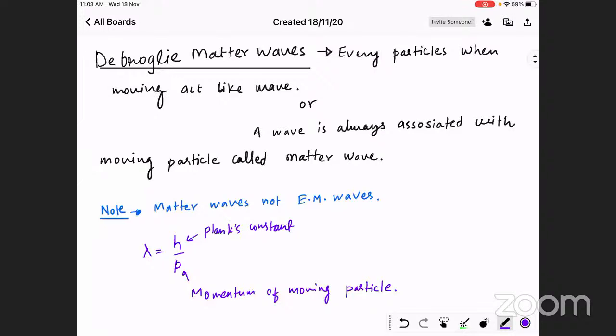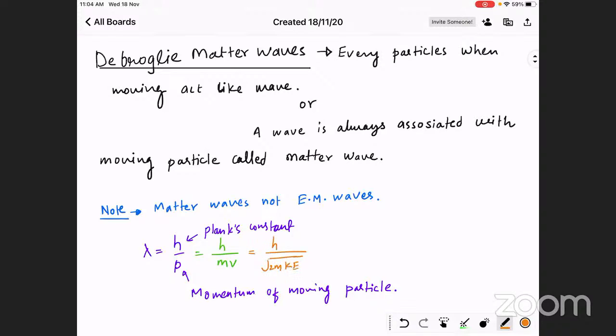Everyone please copy this. With a moving particle there is a wave associated, known as matter wave. Matter wave is not an EM wave, it is a different wave. So if a particle is moving, it will move in the form of a wave. The wavelength of this wave is given by lambda equals h by p, and in place of p you can write mv because it is momentum, and in place of momentum you can write under root 2mKE.